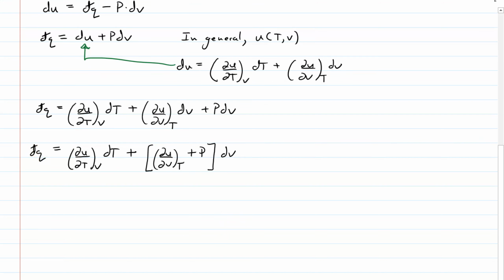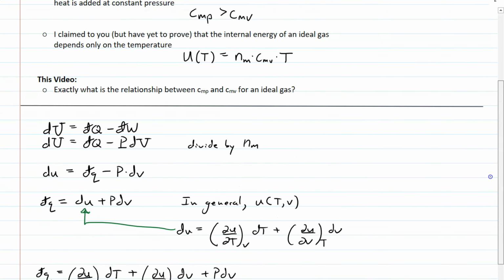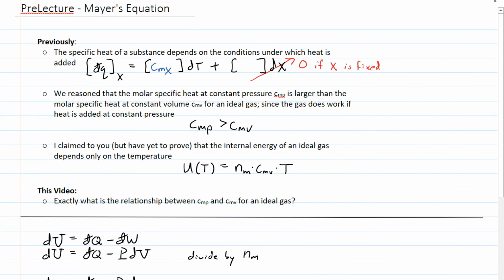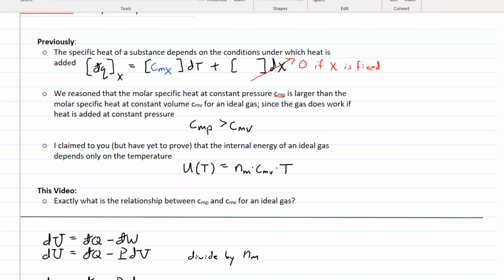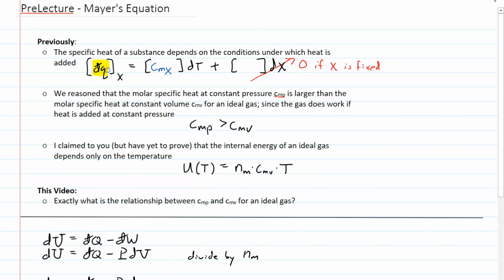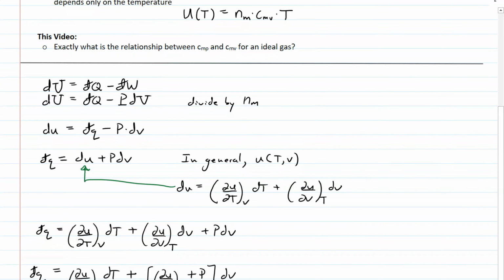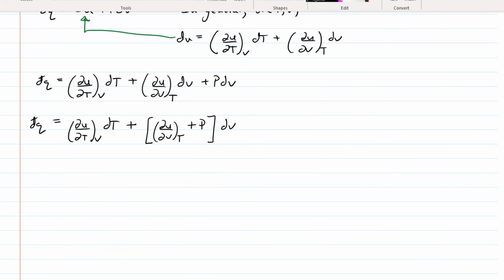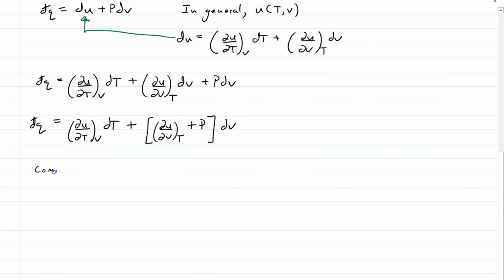Now, compare this with the equation that I mentioned at the very beginning. Remember, if you ever see an equation that looks like this, dq is equal to something times dt plus some other thing times d of some other state variable, then the thing in front of the dt is the specific heat when x is fixed.